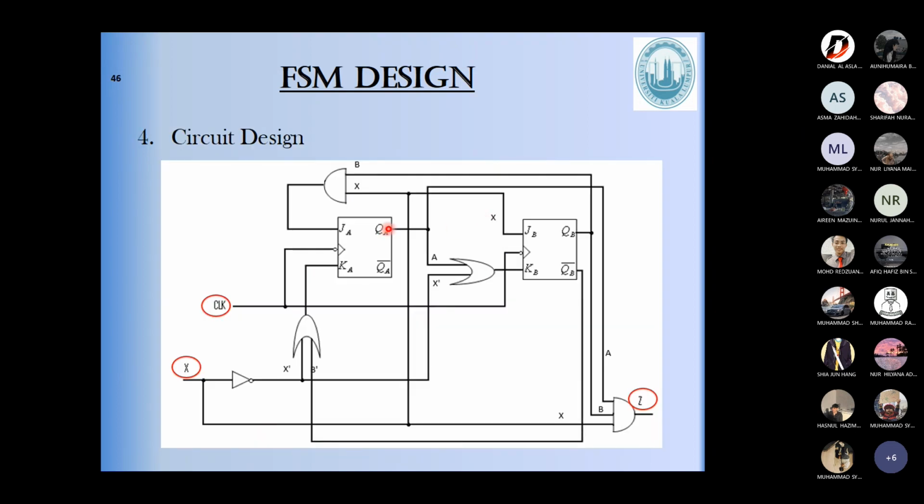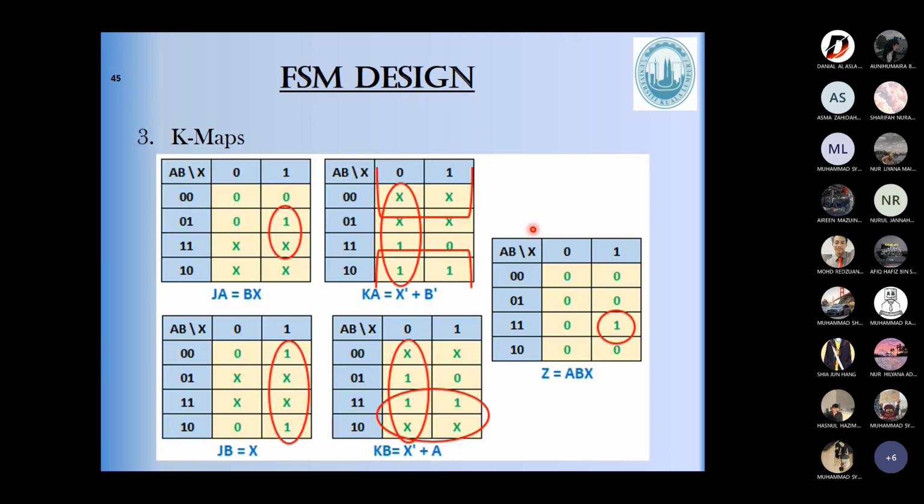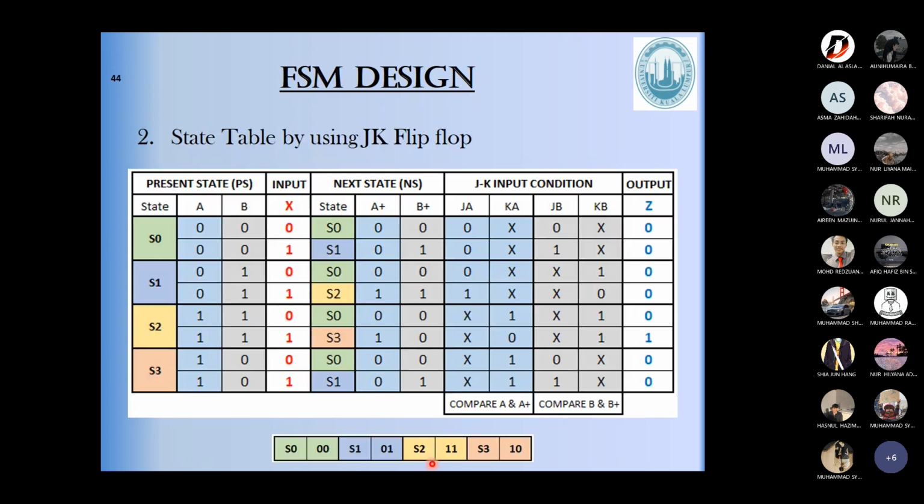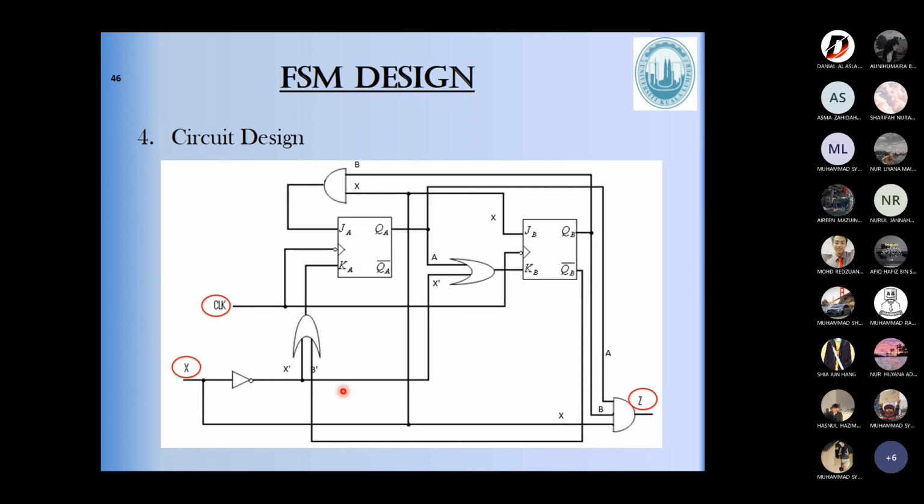JB is X. So I pull one from input X, then straight into JB. And then KB is X bar plus A. So pull one from X bar, pull one from A, going into an OR gate and into KB. And then the clock input comes from the same source. Then the last one, Z equals ABX, so I'm using a 3-input AND gate. Pull one from X, one from B, and one from A, and then going out to Z.